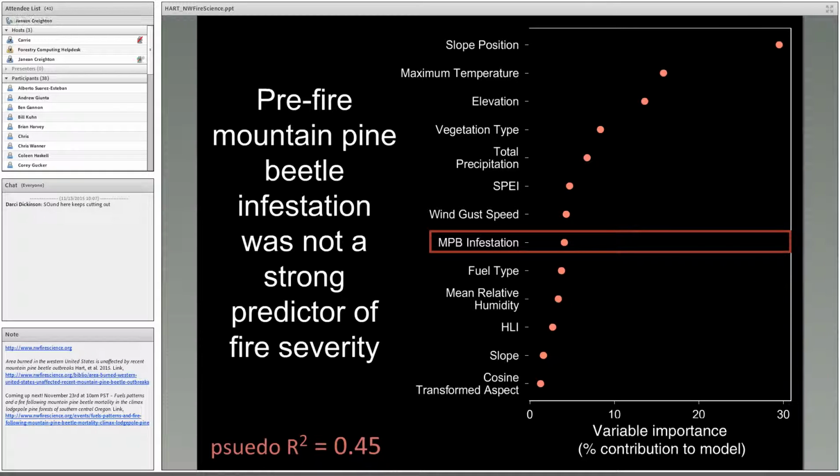However, it ends up being that fire severity, this RdNBR metric, is difficult to explain from topography, vegetation, and weather alone at this core scale. So the explanatory power of my model was only about 45%. Only about 45% of the variability in fire severity could be explained by these variables combined, which suggests that there are a lot of other drivers of fire severity that weren't captured by my model.